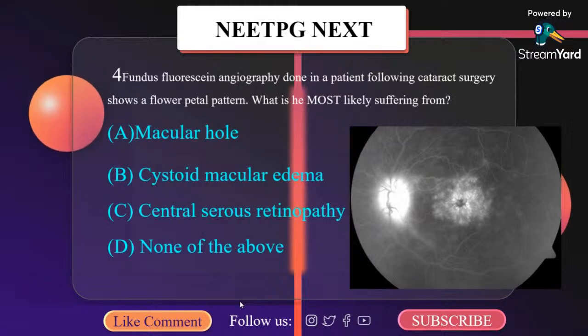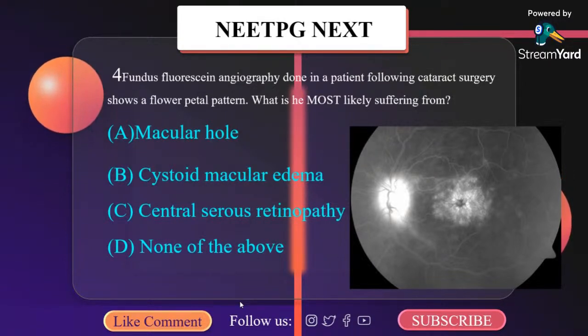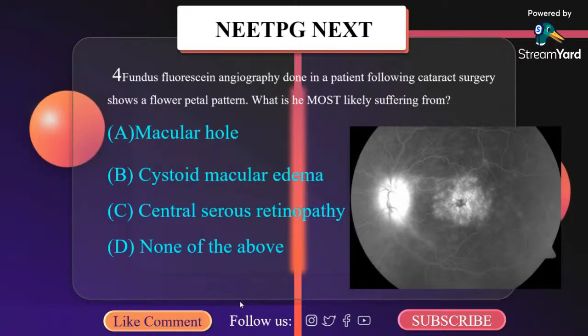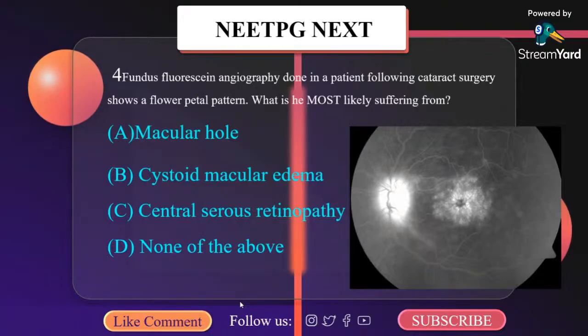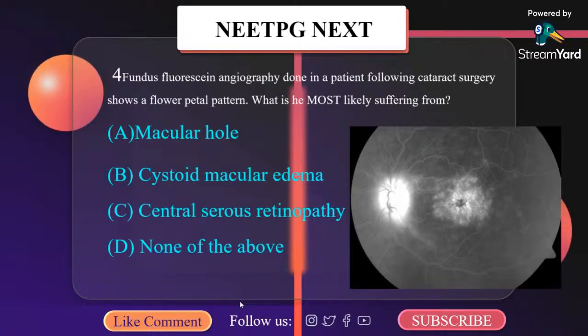Fundus fluorescence angiography of a patient done following cataract surgery shows a flower petal pattern. What is he most likely suffering from? A. Macular hole, B. Cystoid macular edema, C. Central serous retinopathy, and D. None of the above. See, here he is showing features of cystoid macular edema.